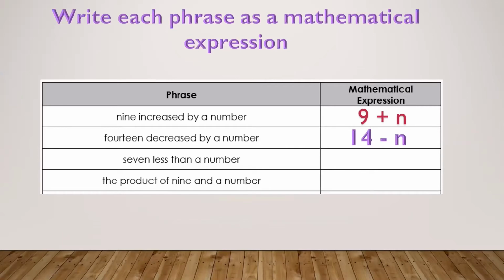So most of you probably have read ahead, and that's great, but be careful with this one. 7 less than a number. Write down what you think this would be. So how many of you wrote n minus 7? Probably a few of you, but most of you probably wrote 7 minus n, meaning you put the 7 first. If you did that, it is wrong. The order of subtraction matters.